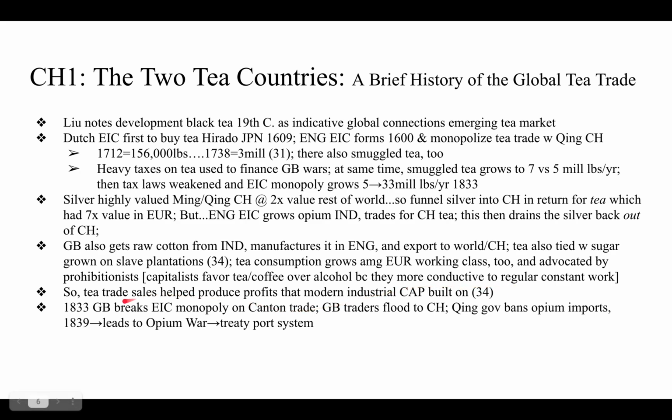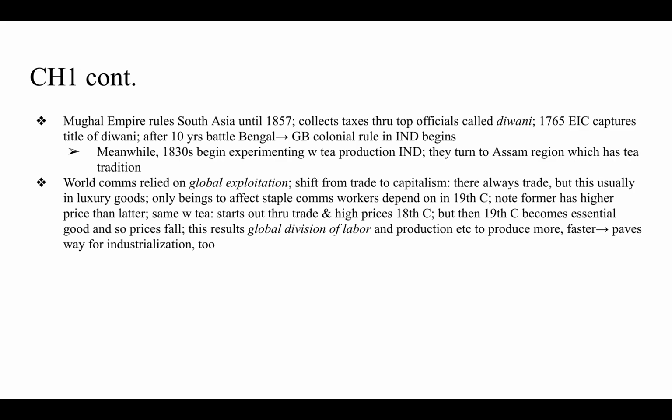So, interesting side note. Tea trade sales helped produce the profits that modern industrial capitalism was built on, in Great Britain especially. And in 1833, Great Britain broke the East India Company monopoly in the Canton trade, and then British traders flooded into China. The Qing government banned opium imports in 1839, which led to the Opium War and then the treaty port system, since China lost that war and was forced to open even more ports for this very exploitative trade. The Mughal Empire ruled South Asia until, so now, shifting gears and looking at the situation in India.